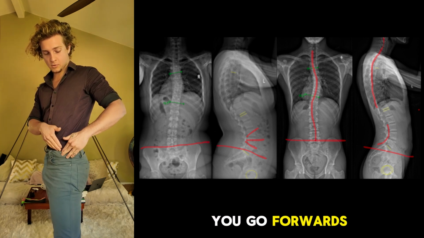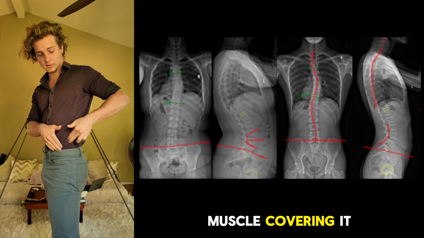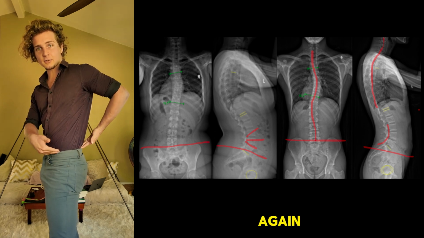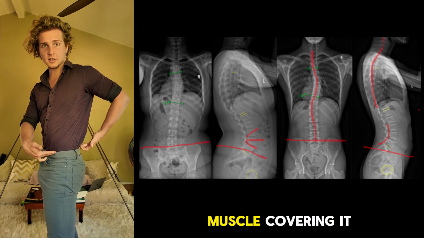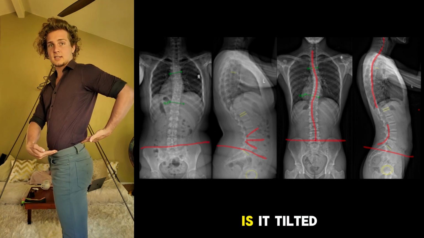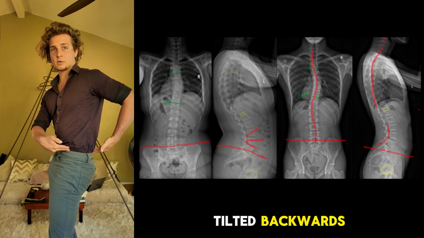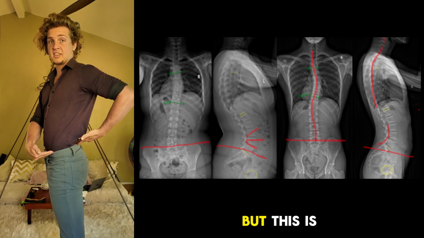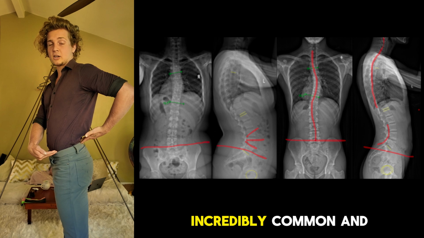From the top, you go forwards. Oh, there's no muscle covering it. From the top, you go backwards. Again, you'll find a bony point there where there's no muscle covering it. And is it level? Is it tilted? Or is it tilted backwards? This isn't very common, but this is incredibly common.